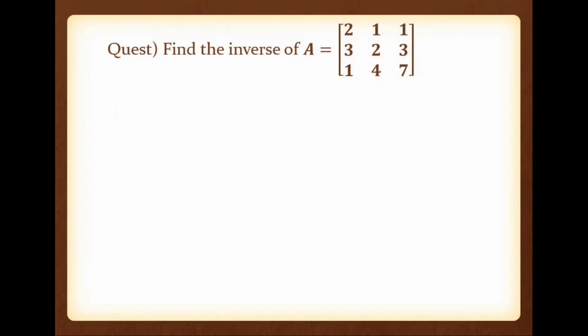So the question is, find the inverse of A equal to 2, 1, 1, 3, 2, 3, 1, 4, 7. So A is a 3 by 3 matrix and we are asked to find the inverse of that.